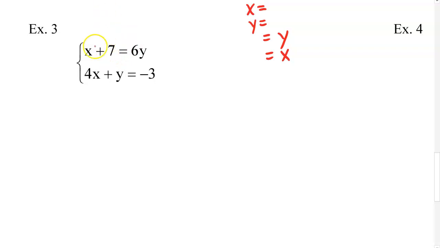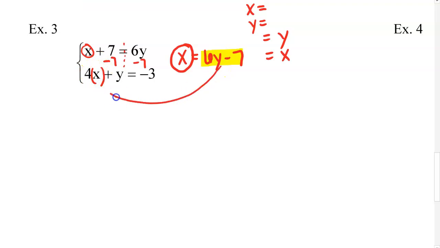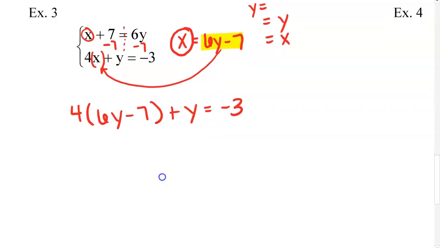So if you look carefully at the top equation, it looks like we can get this x by itself pretty easily if we just subtract 7. So my new top equation would be x equals 6y minus 7. Now I have an x term by itself, so I can rewrite my bottom equation, and instead of an x, I'm going to be replacing it with 6y minus 7. So 4 times 6y minus 7 plus y equals negative 3.